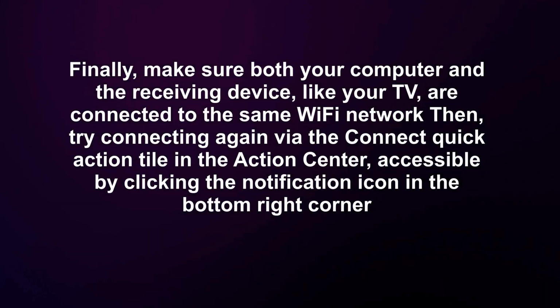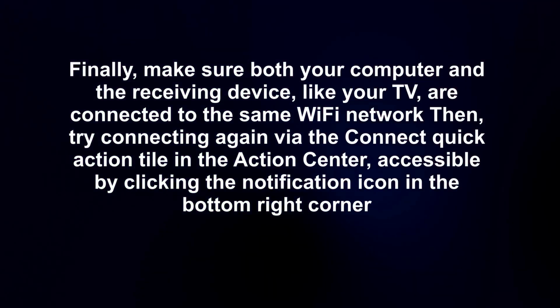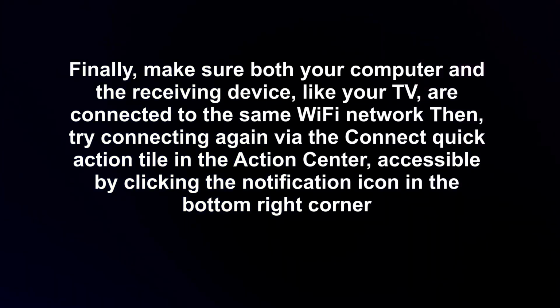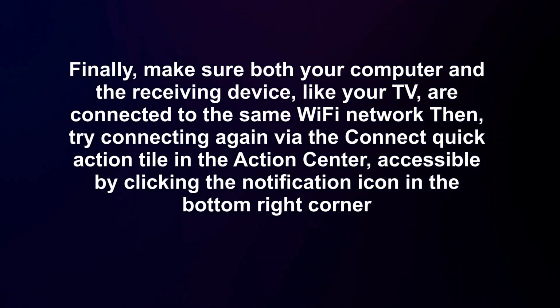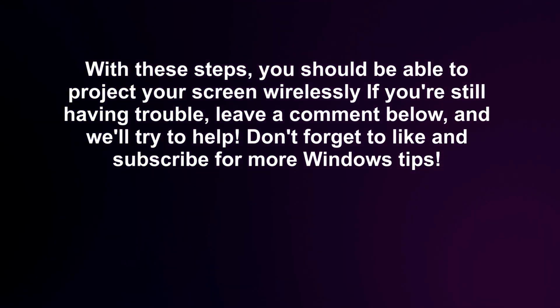Finally, make sure both your computer and the receiving device, like your TV, are connected to the same Wi-Fi network. Then, try connecting again via the Connect Quick Action tile in the Action Center, accessible by clicking the notification icon in the bottom right corner. With these steps, you should be able to project your screen wirelessly.